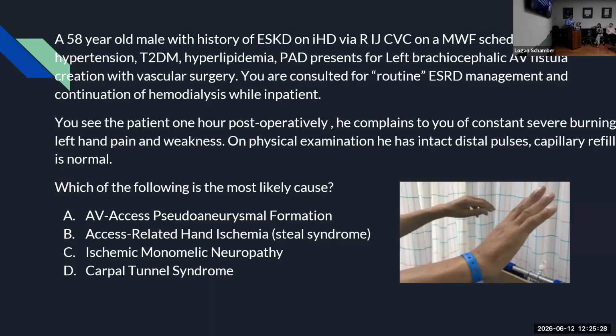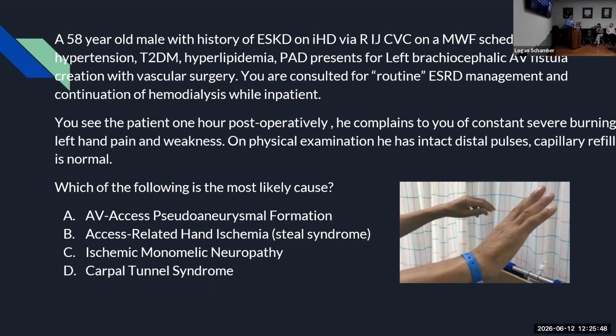He also has a history of hypertension, type 2 diabetes complicated by neuropathy, hyperlipidemia, as well as peripheral arterial disease. He presents to the hospital for left BC AV fistula creation with vascular surgery. You were consulted for quote-unquote routine ESRD management and continuation of hemodialysis while he's inpatient.